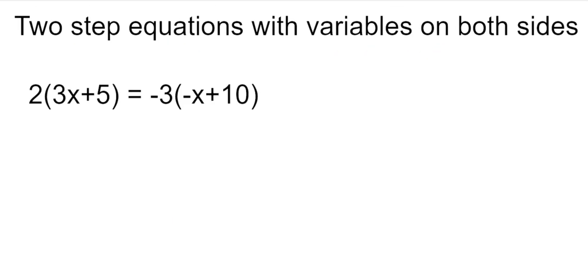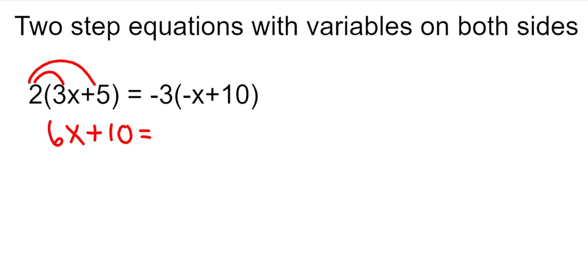How about this one? We're going to need to distribute again. So I'm going to start with red, and I'm going to distribute 2 times 3x. 2 times 3, we know that that's 6. And then we're going to be multiplying times x. But I have to distribute to both or all terms inside the parentheses. So 2 times a positive 5 is going to give me a positive 10. Don't forget my equal sign.